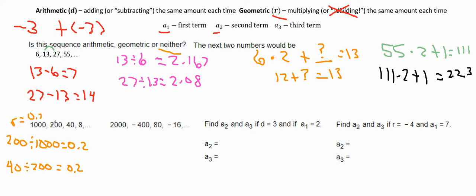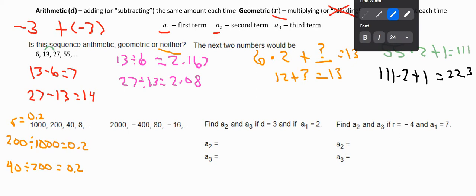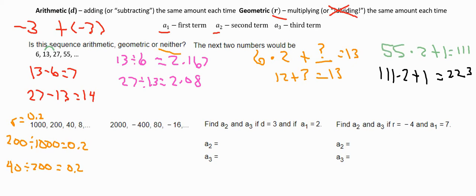So that means this is geometric and the ratio is 0.2. We would say we're multiplying it by 0.2. We're not going to say we divide it by 5. So don't say divide by 5. We're multiplying by 1/5 or 0.2. Find the next two numbers.